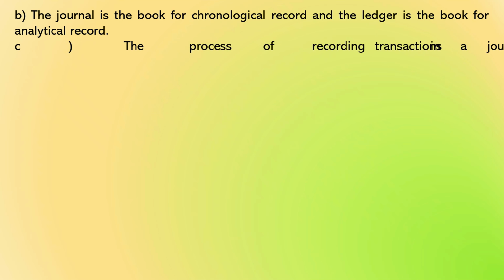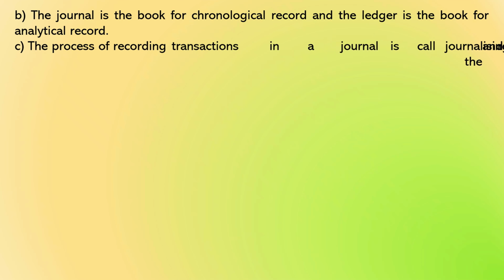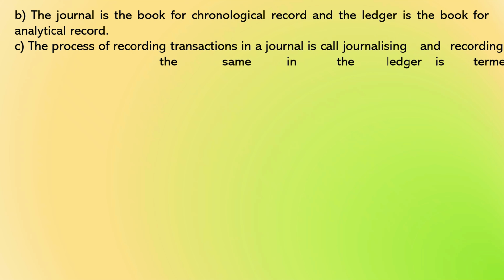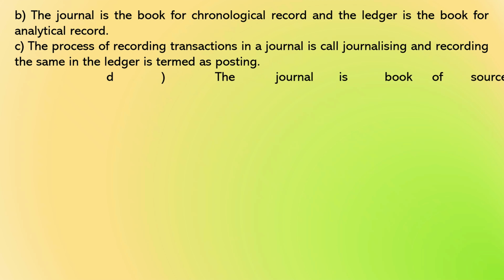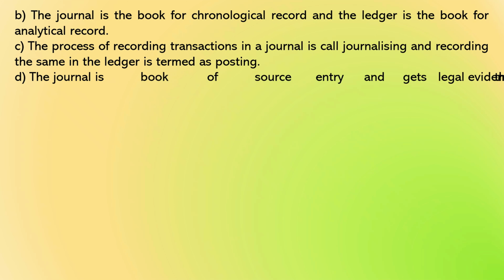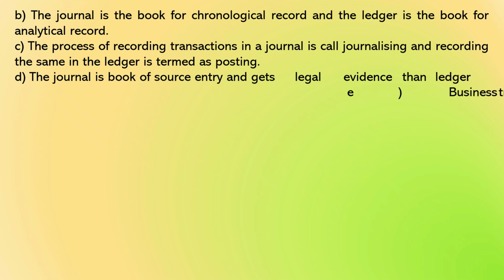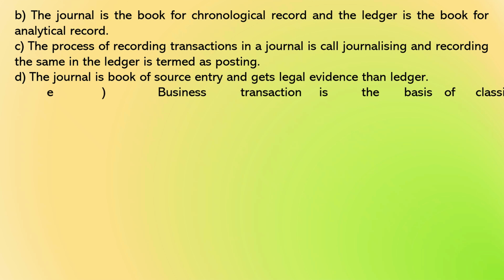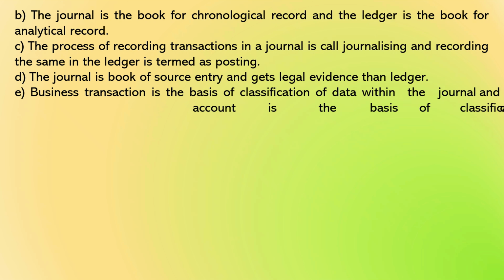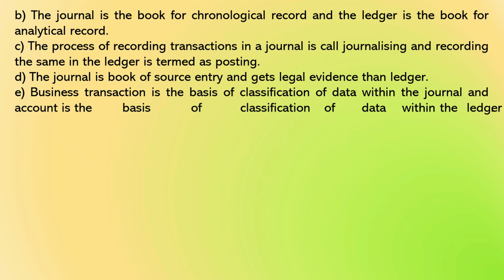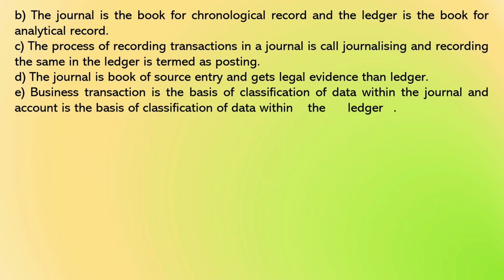C. The process of recording transactions in a journal is called journalizing, and recording the same in the ledger is termed as posting. D. The journal is book of source entry and gets legal evidence than ledger. E. Business transaction is the basis of classification of data within the journal, and account is the basis of classification of data within the ledger.